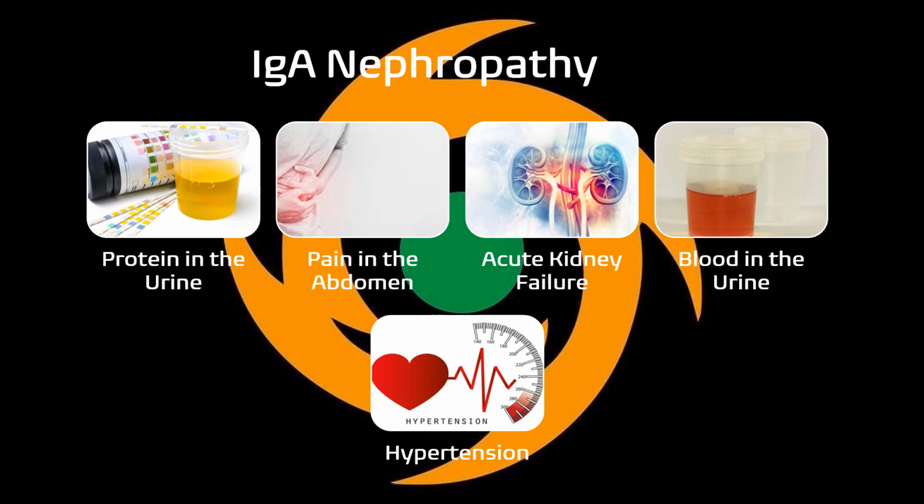In a broad way, IgA nephropathy can be looked at from a pathology and clinical medicine basis by investigations looking at, for example, protein leak in the urine, where there can be pain in the abdomen, evidence of renal insufficiency or acute kidney failure, and also blood in the urine, or hematuria, and evidence of, for example, hypertension as well.